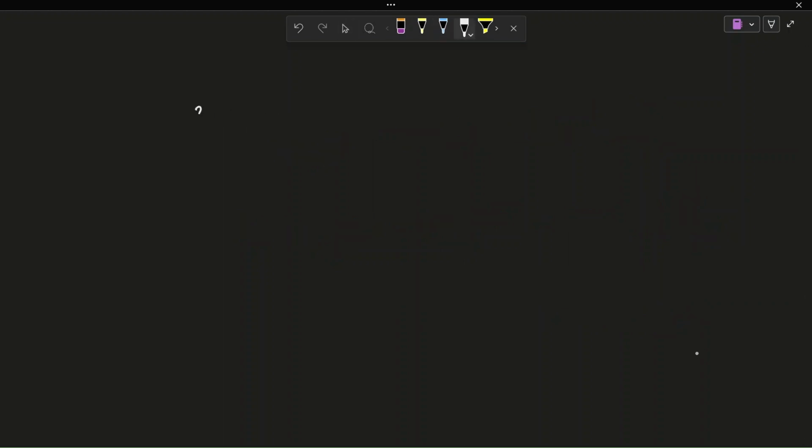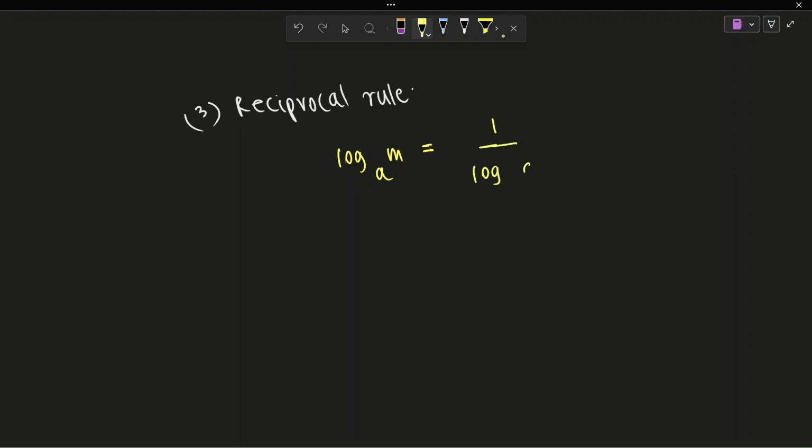Now our third rule is called the reciprocal rule. Now that's going to look like this: log m to the base a equals 1 over log a to the base m. So if you notice, this rule is just to switch the number and the base.